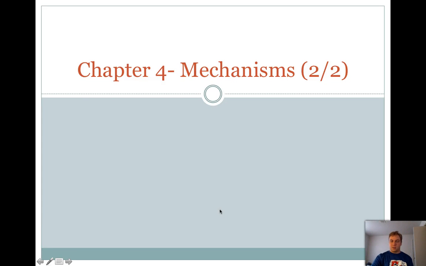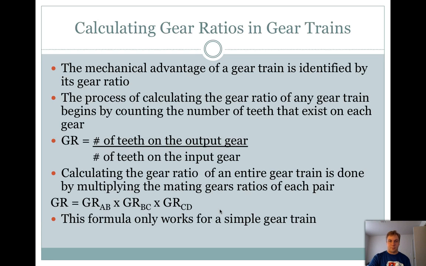Chapter 4, Mechanisms, Part 2 of 2. Calculating gear ratios in gear trains. The mechanical advantage of a gear train is identified by its gear ratio.